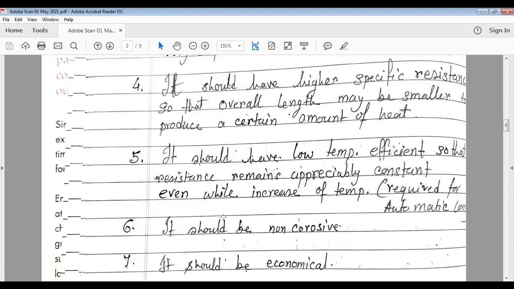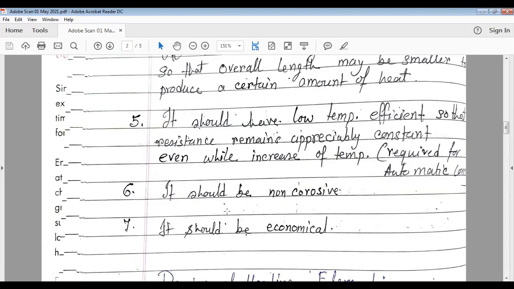Okay. Now we are coming to the next point. It should be non-corrosive. If you are using such a halogen body, or some radioactive body, then it may fulfill your desire, but it will become hazardous. It may destroy human life. So it should not be used.